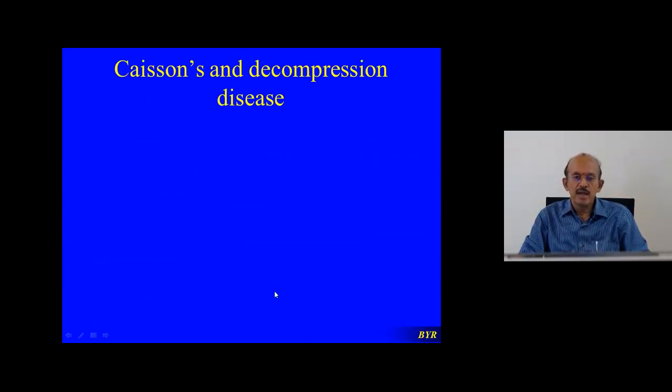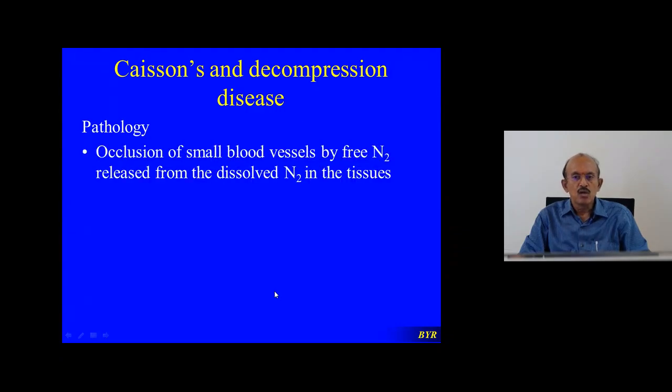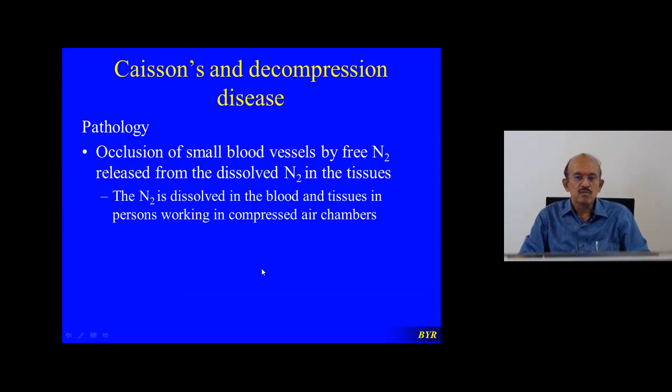And one form of air embolism is Caisson's disease, also called decompression disease. Occlusion of small blood vessels by free nitrogen released from the dissolved nitrogen in the tissues. What is this dissolved nitrogen? The nitrogen in the atmospheric air is an inert gas. You inhale it, it comes out. Only oxygen and carbon dioxide get interchanged in the alveolar spaces. This nitrogen is only a carrying gas. It just goes in and comes out.